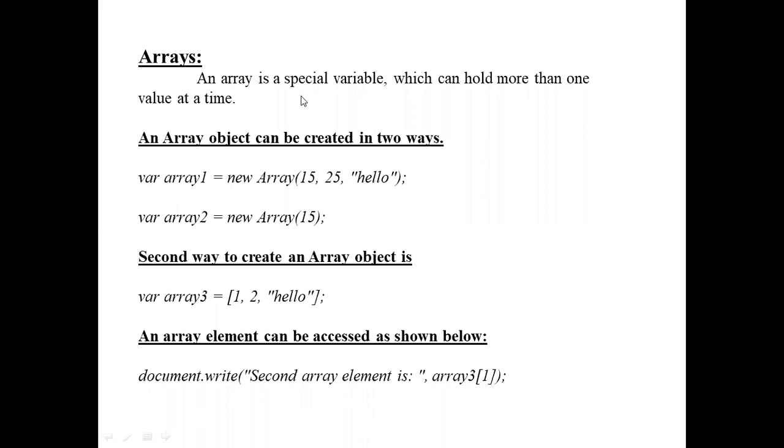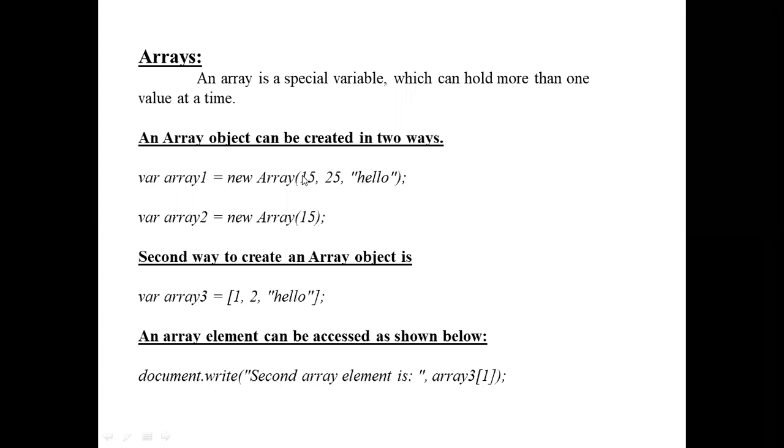An array object can be created in two ways. The first one: var array1 = new Array(15, 25, "hello"). Here array1 is the name of the array that is created using the new operator and contains the elements 15, 25, hello.